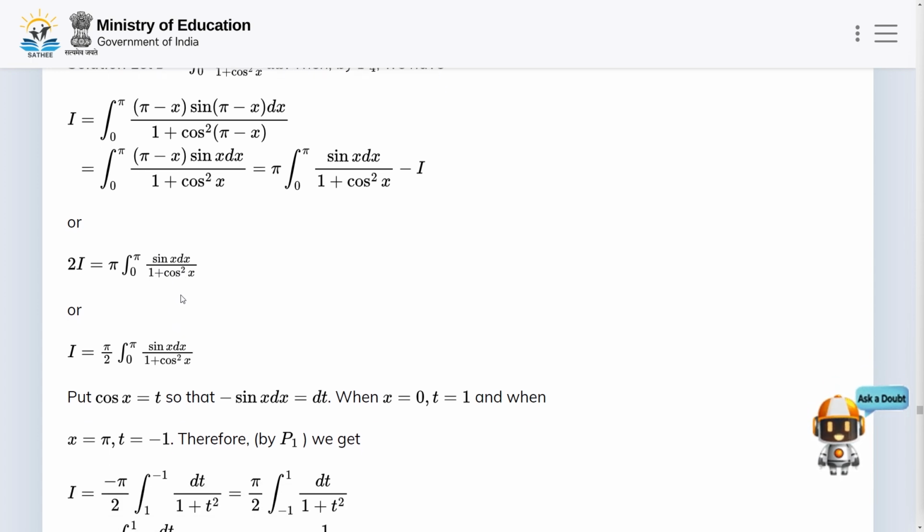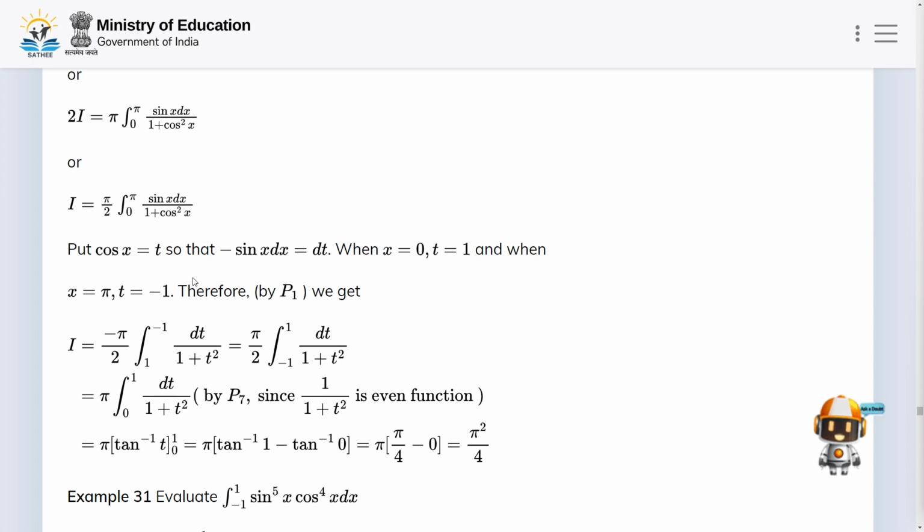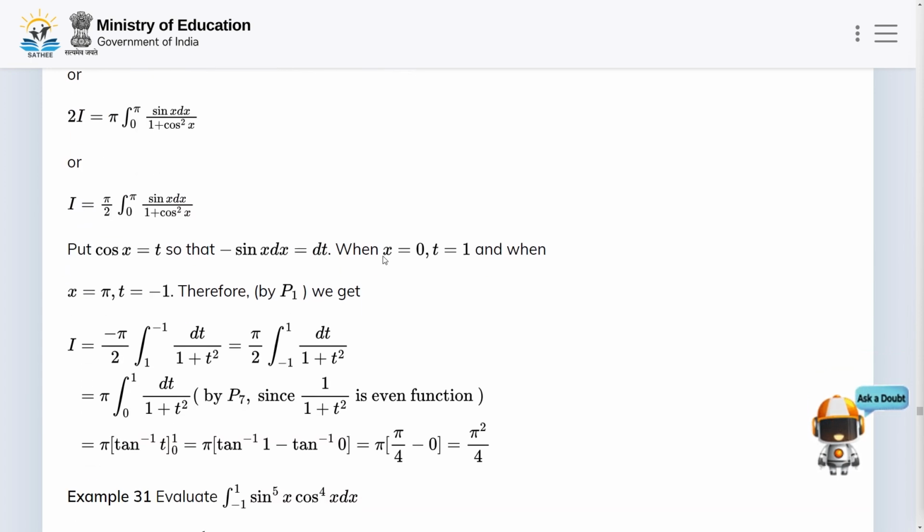Now this capital I is equal to pi by 2 times the definite integral from 0 to pi of sin x dx divided by 1 plus cos square x. This means now you have to evaluate this thing. So now put cos x equal to t, so that dt will be minus sin x dx. Now the change in limits will be: if x is 0 then t will be 1, if x is pi then t will be minus 1. So this means 1 to minus 1.